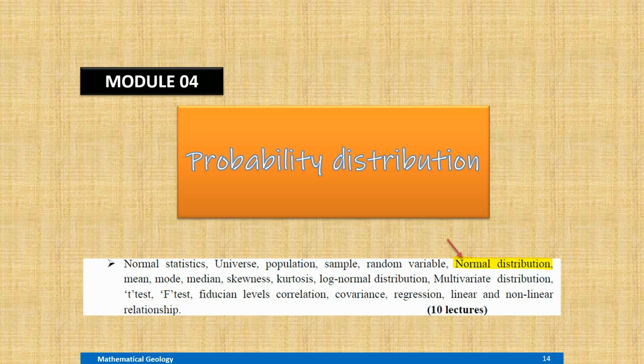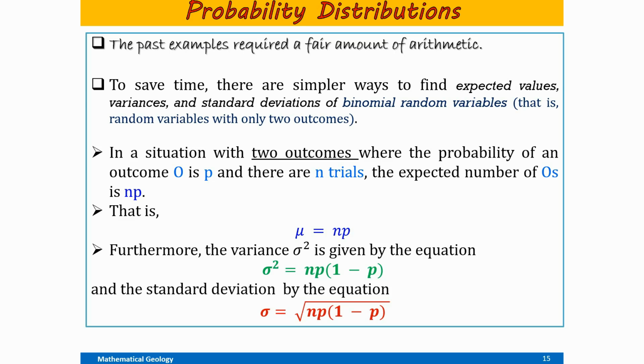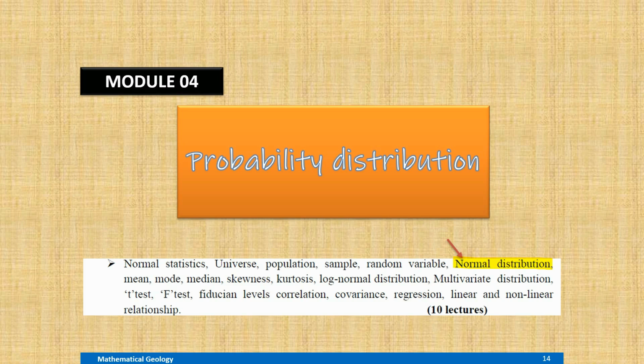Now let's talk about the probability distribution. In your syllabus multivariate distribution is also there, but I'm planning not to discuss it. I'll be discussing 3 basic probability distributions: binomial distribution, Poisson distribution, and the normal distribution that you might have heard of. These 3 are there.